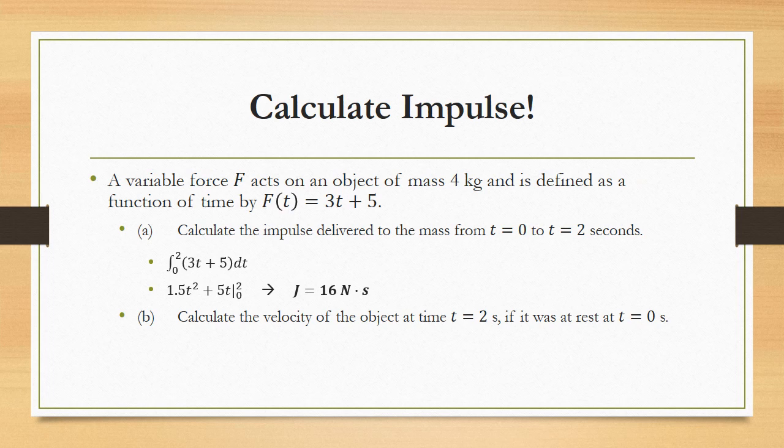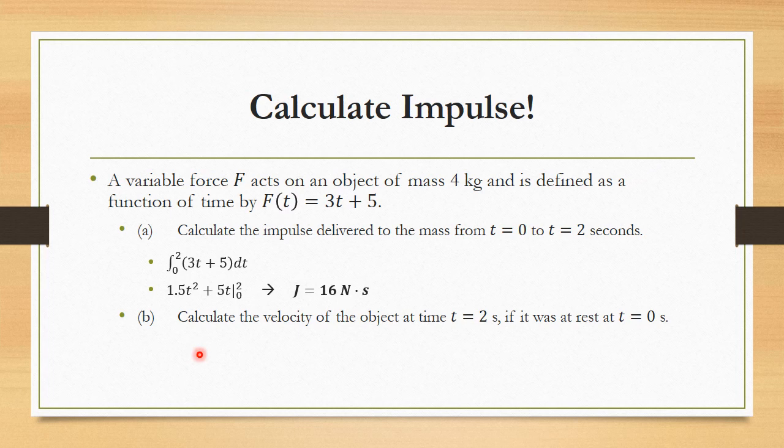We have 1.5 t squared plus 5t from 0 to 2 seconds, and that means you're really just evaluating it at 2, because when you plug in 0, this all goes to 0. So you end up with the impulse from 0 to 2 is 16 Newton seconds, which again is the same units as momentum, right? We don't usually say Newton seconds for momentum. We say kilogram meters per second, but they're the same thing if you expand a Newton to what it is, kilogram meters per second squared.